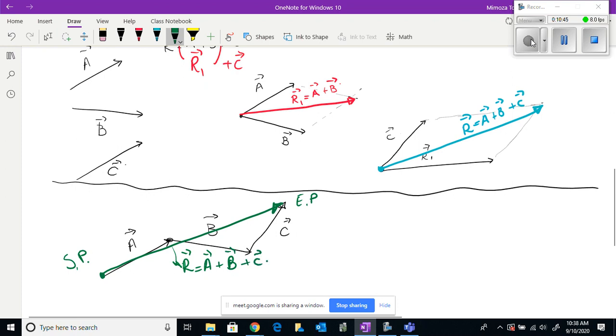Which method are you using? Doesn't really matter. You can use whatever method you want as long as you are using the right strategy. However, the closed polygon method is easier when you have more than two vectors. When you have just two vectors, either closed polygon method or parallelogram method, they are equally the same. Questions up to this point, guys?